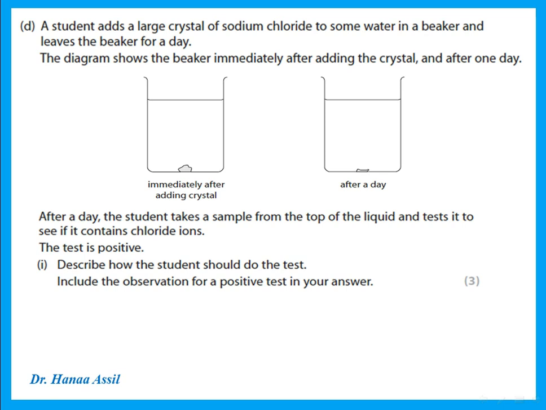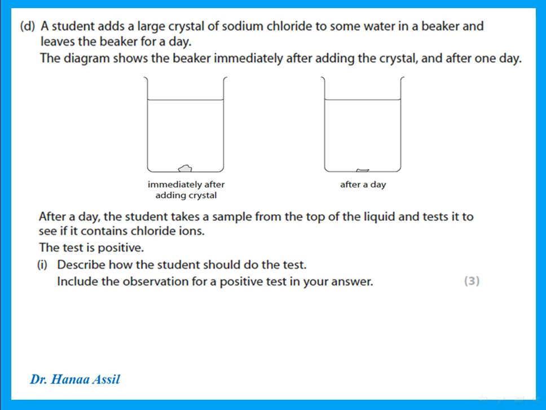A student adds a large crystal of sodium chloride to some water in a beaker and leaves the beaker for a day. The diagram shows the beaker immediately after adding the crystal and after 1 day. And the first question is, after a day, the student takes a sample from the top of the liquid and tests it to see if it contains chloride ions, and the test is positive. So he found chloride. Describe how the student should do the test for chloride.